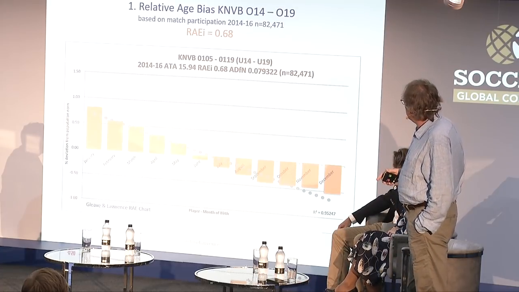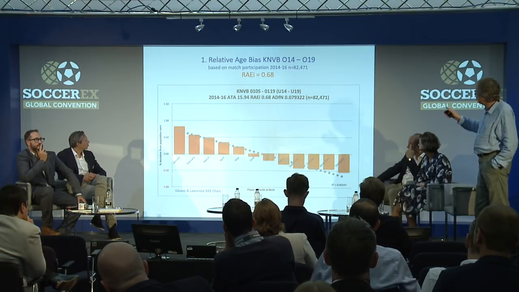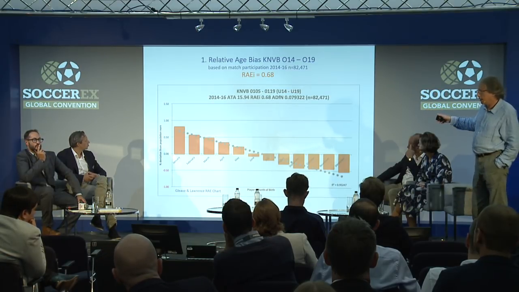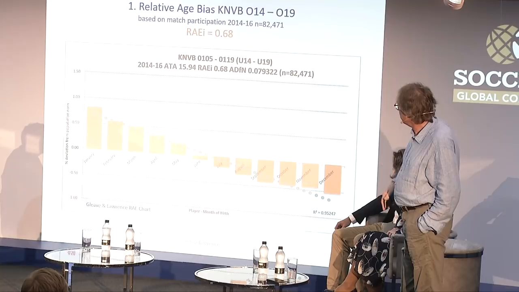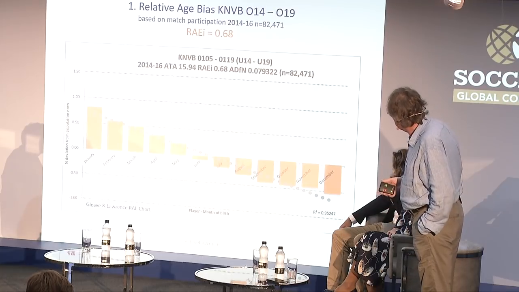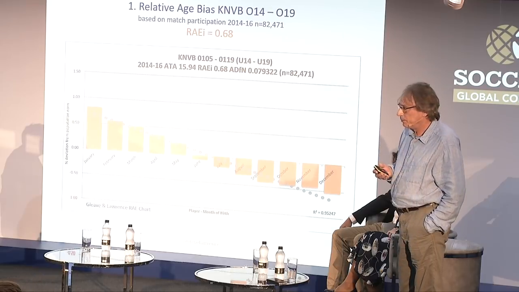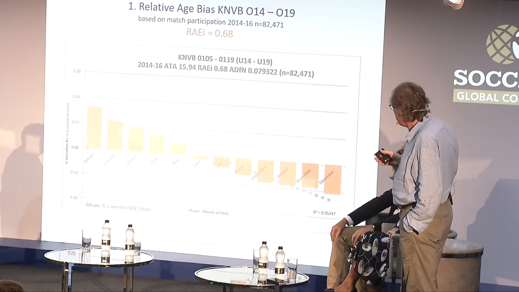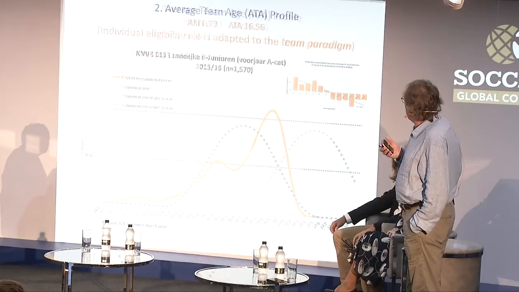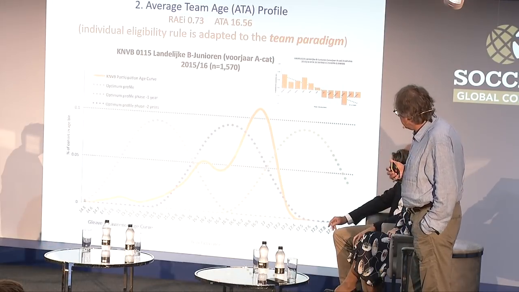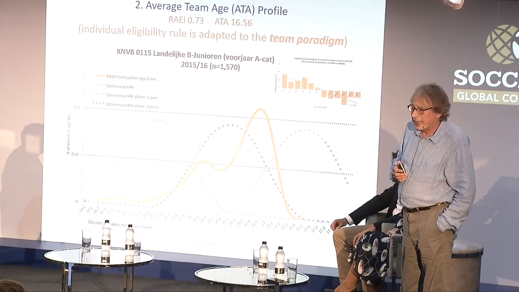In that cohort of young Dutch players, 82,000 match participations produced this bias in the system, with the January borns at the left-hand end and the December borns at the right-hand end. And you'll see that R squared is 0.95 there. And then I use this is the age chart.